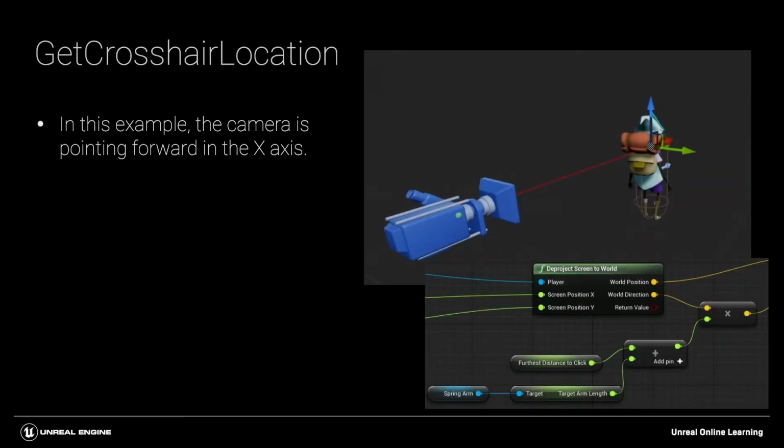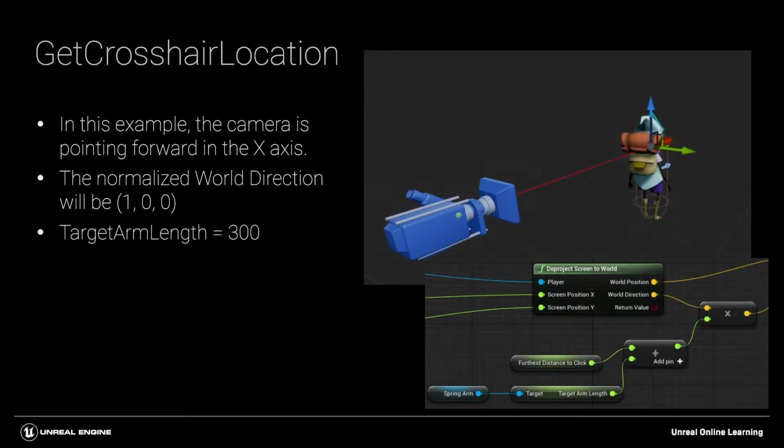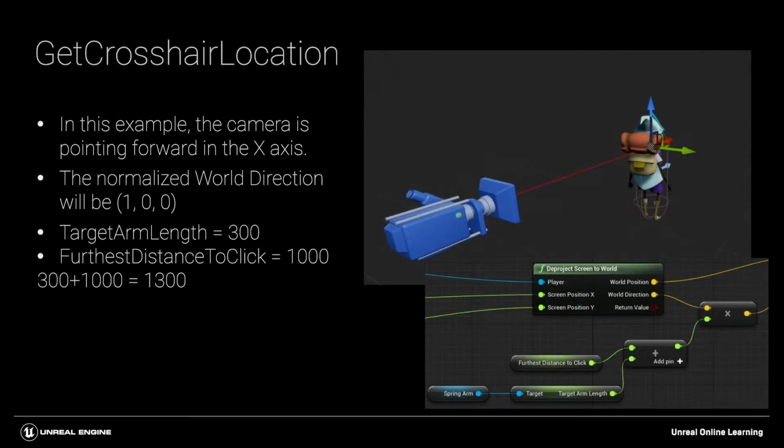In this example, the camera is pointing forward in the x-axis. The normalized world direction would be 1, 0, 0. The target arm length of the spring arm that we retrieve from the spring arm right here is 300, usually, unless we've zoomed in or out. And the furthest distance to click variable is set by default to 1,000. We add those two together and come up with 1,300.